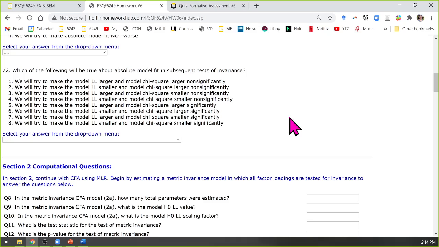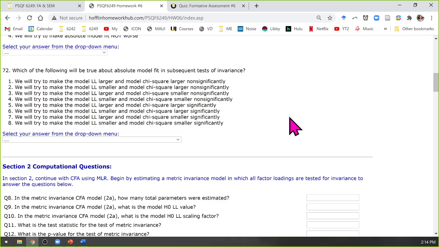Can we just talk about exactly what that means? For example, if I add a constraint, that means the model is going to fit worse, but I want it to fit non-significantly worse. And because it fits worse, the log likelihood is going to go up, which I think means larger? It doesn't matter what the values are.